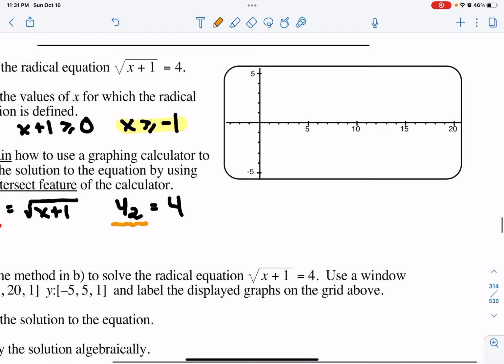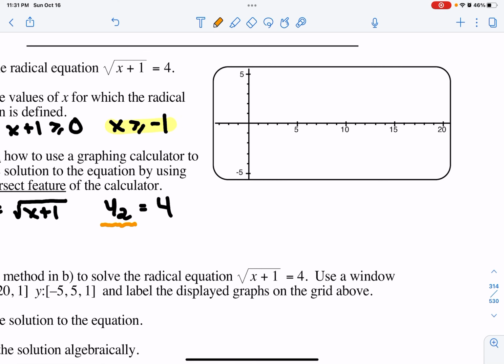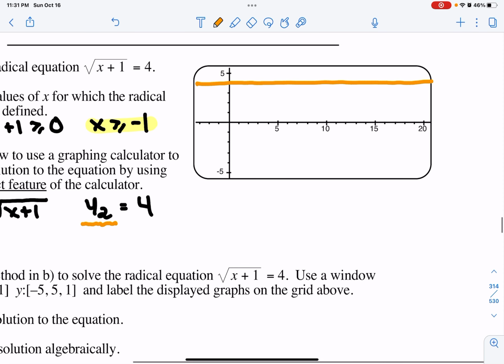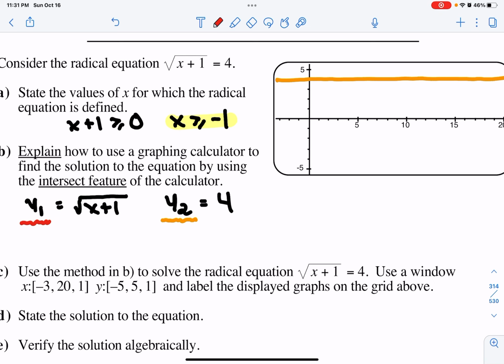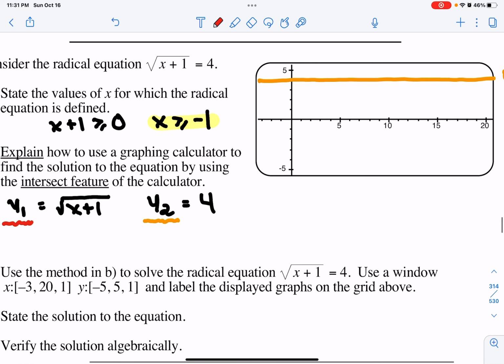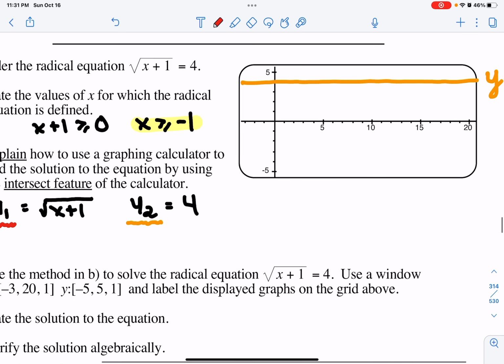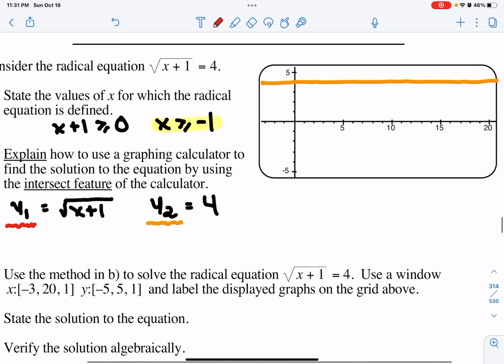Right away, if y is equal to 4, that means I have a line directly across where y is equal to 4. That's what that is saying. Now I need to put together my other function, the square root of x plus 1. We know x has to be greater than or equal to negative 1 for this to be true. So if I start by putting in negative 1, negative 1 plus 1 is 0, and the square root of 0 is just 0 here.